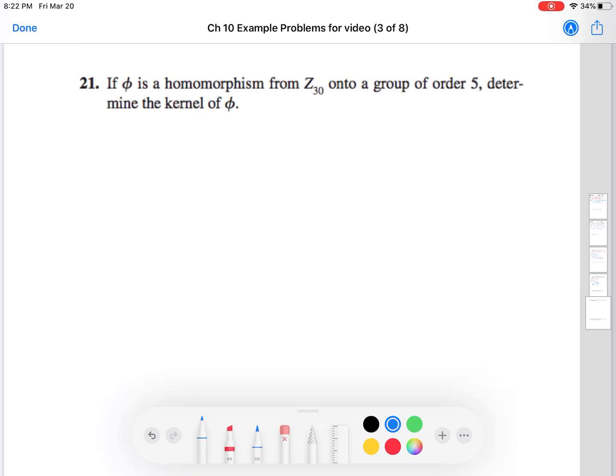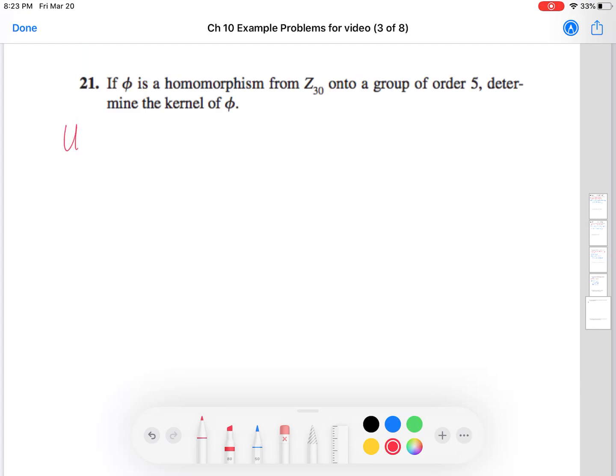All right, one more problem, and then I'm going to let you try all of the other ones on your own. Reference the answer key, and then of course let me know as you have questions. If phi is a homomorphism from Z30 onto a group of order 5, determine the kernel of phi.